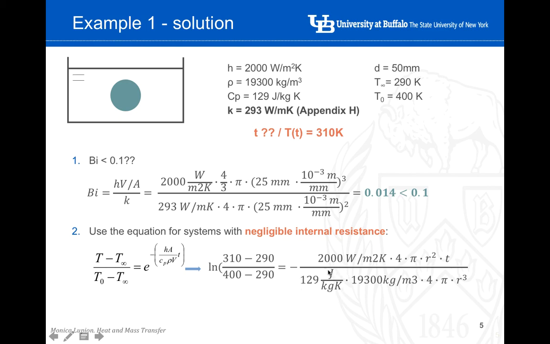heat capacity, 129, times the density, which is 19,300 kilograms per cubic meter, times the volume of the sphere. We have everything we need to solve for time from this equation, and doing all the calculations, time is equal to 16.6 seconds.